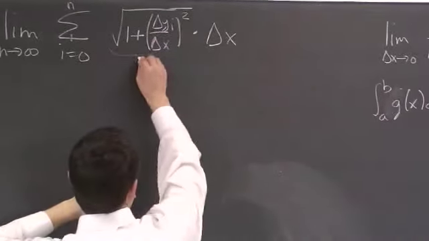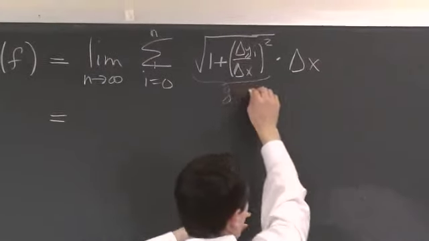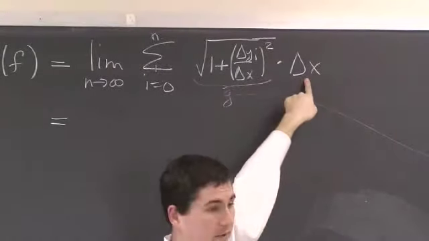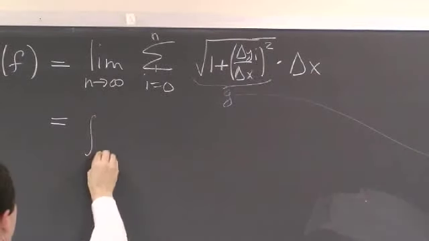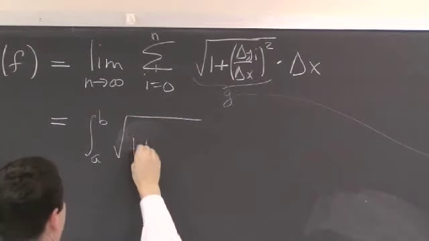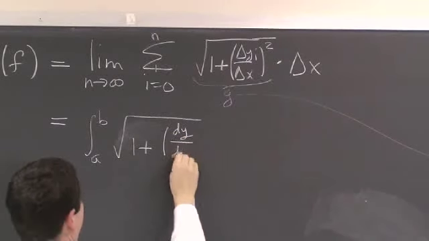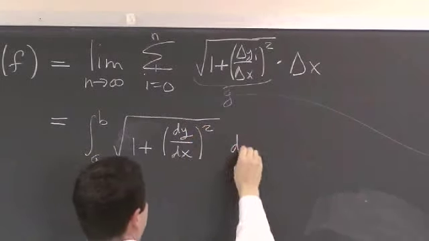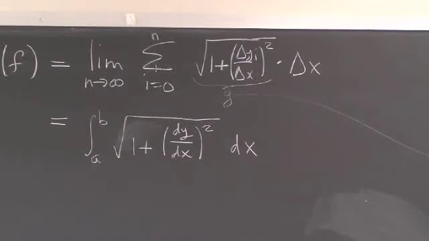Here's our new function. That's our g, times delta x. So we can write this as the integral from a to b of the square root of 1 plus dy dx squared dx. And so this is the arc length formula. It's okay if this is not easy. Some things aren't. And let's do an example of how to use it.